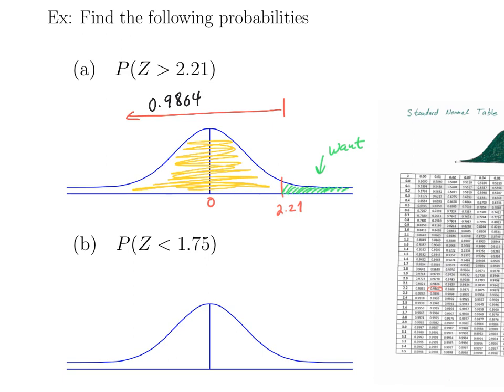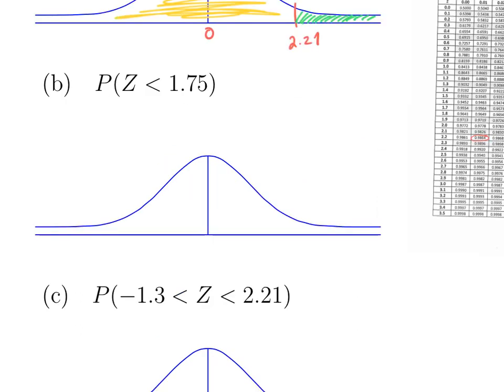Okay, now the part that you want is the green area. So how do you get the green area? 1 minus that. So this will be 1 minus 0.9864, which is how much? 0.0136. And that's it. Right? Any questions on that?